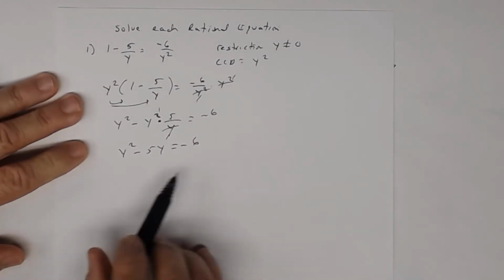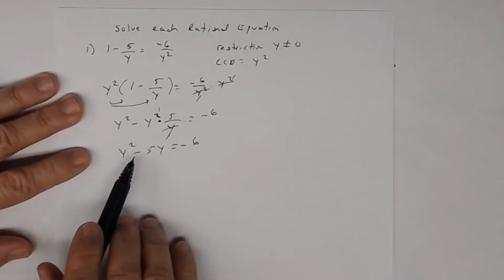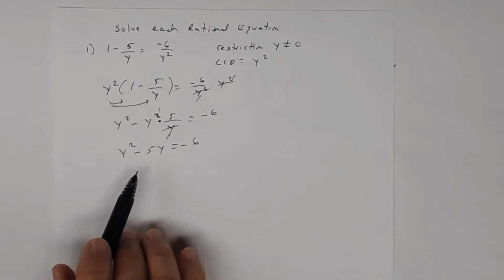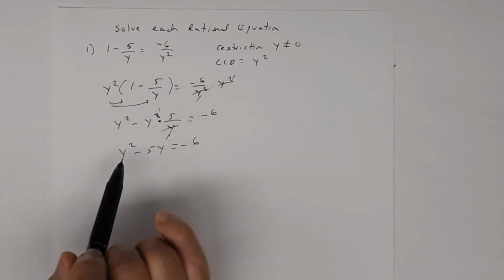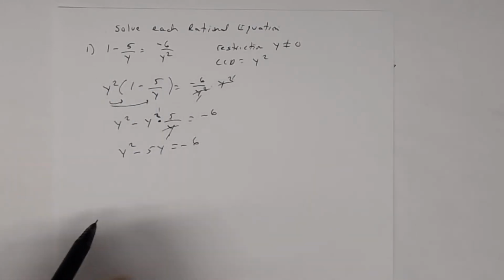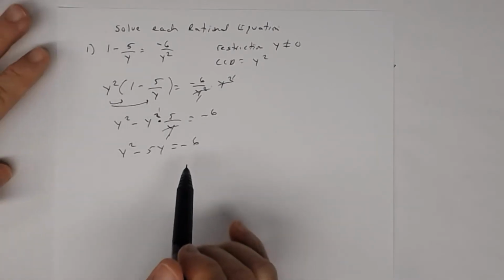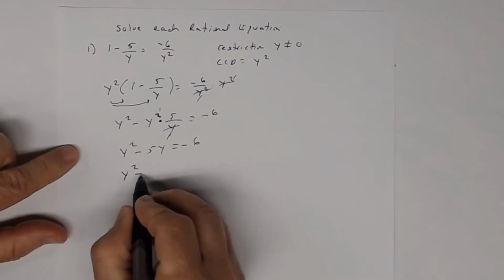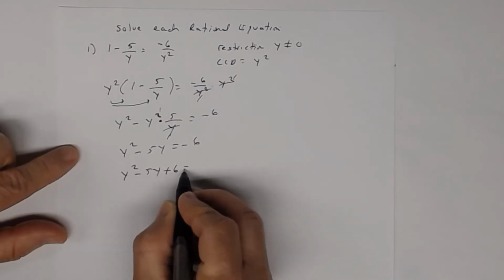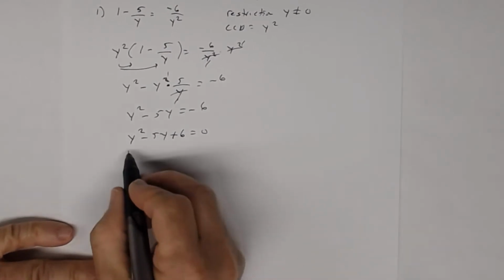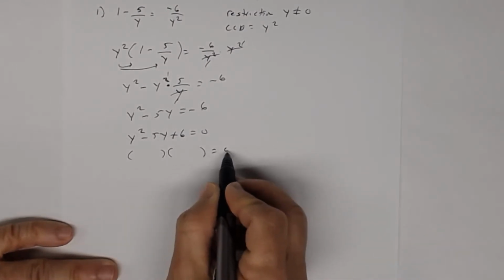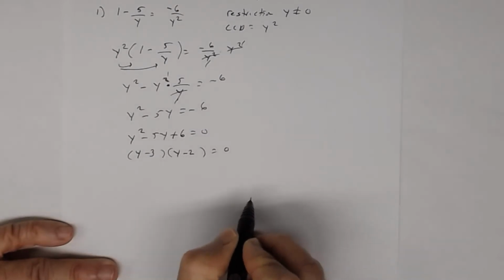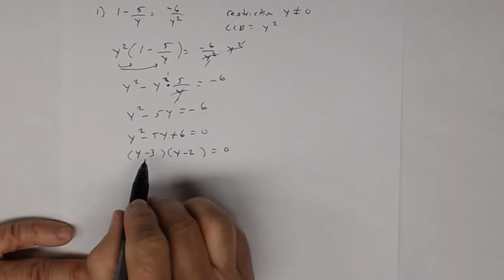All right, so notice I cleared the fractions. You don't see any fractions any longer. But notice that you now have a quadratic equation. So you need to solve this quadratic equation. So you went from a rational equation to a quadratic equation. And so to solve this quadratic equation, for us, they're going to be factorable. So you've got to bring this into standard form. So I'm going to get y squared minus 5y plus 6 equals 0. And then factoring, we get y minus 3 times y minus 2 equals 0. So this trinomial factors like this.